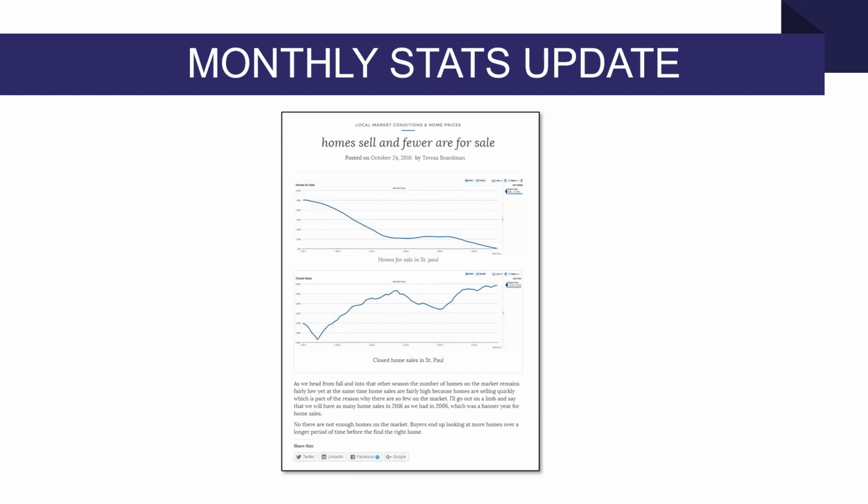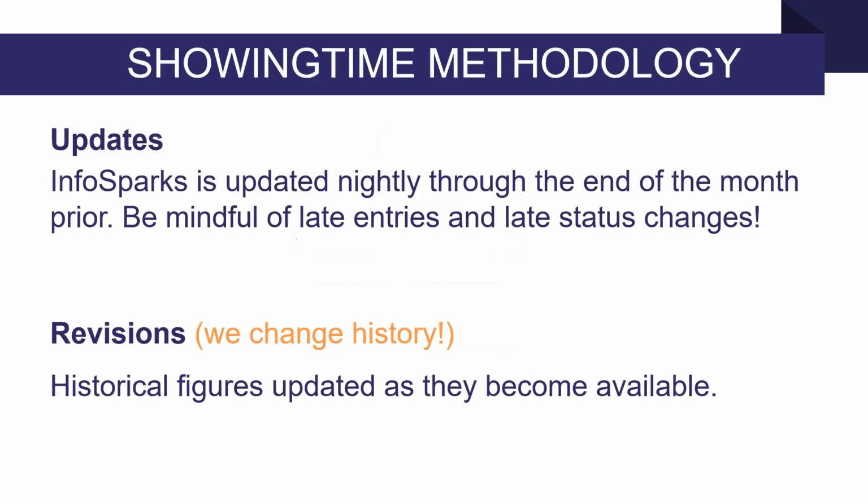But also, if you are just working in certain areas, it's great to have that information at your fingertips. We talked about how often the InfoSparks tool updates. It updates nightly through the end of the month prior. If you like to look at the data at the very beginning of the month, be cautious of that. Sometimes because of late entries or late status changes, those numbers at the beginning of the month can really change. So just something to keep in mind.